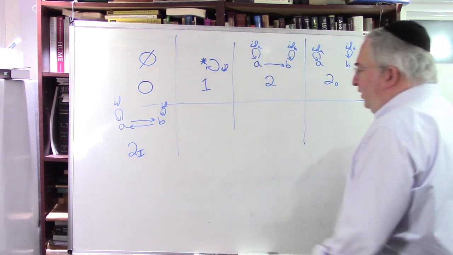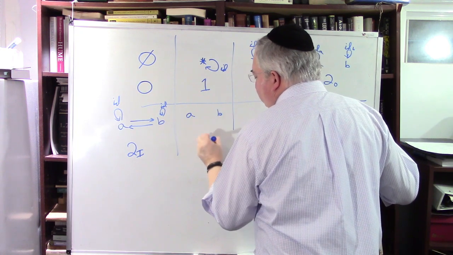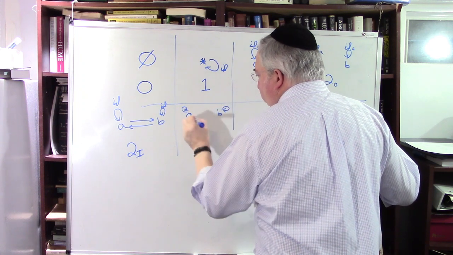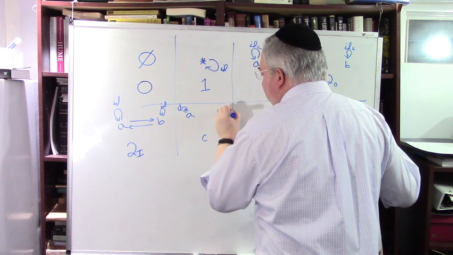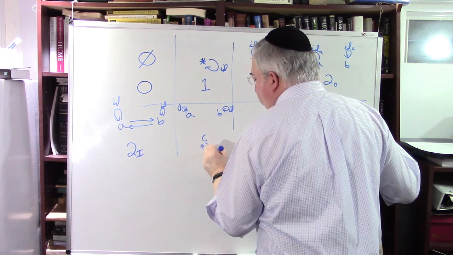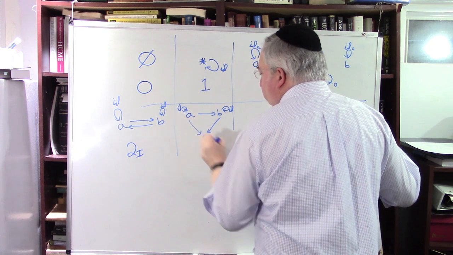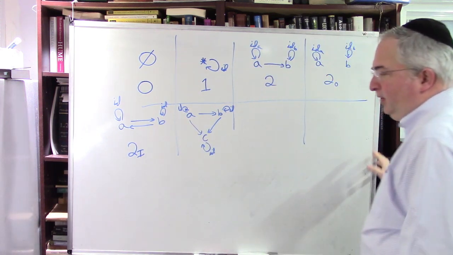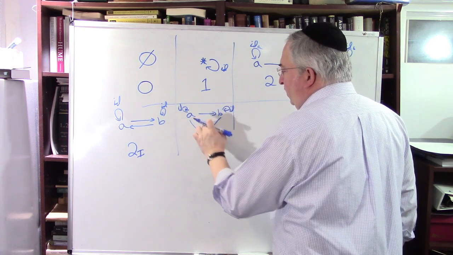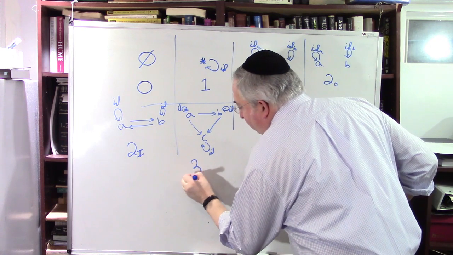Okay, one more category. So how about this? A, B, C. Don't forget your identities. Okay, and this is like that. So let's count how many morphisms. This has 1, 2, 3, 1, 2, 3. So this has 6 morphisms. We call this category 3.